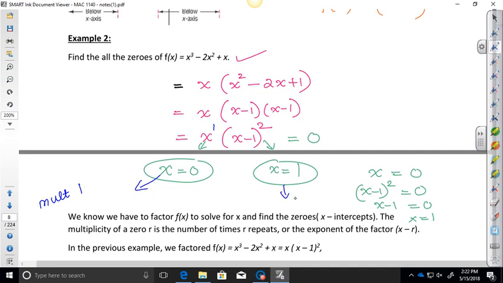And this one, multiplicity is 2, which is even, and this one is odd. So what can you say? The function touches or crosses at 0? Crosses. The function touches or crosses at 1? Touches. So we know that, right?